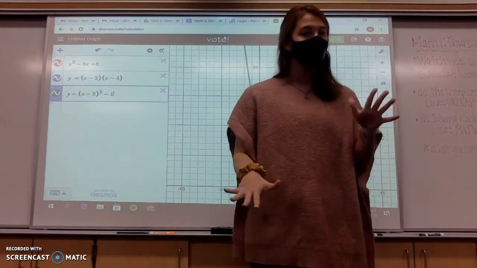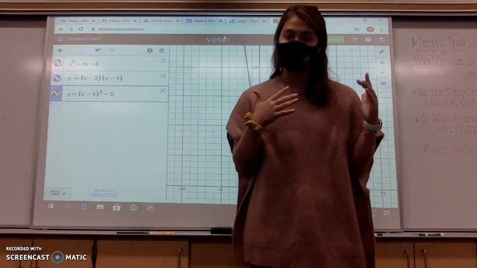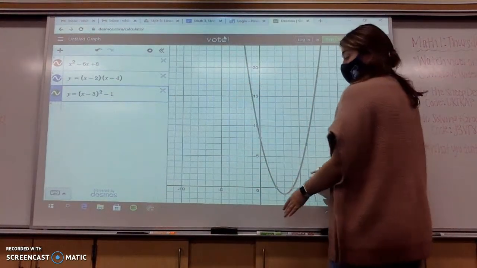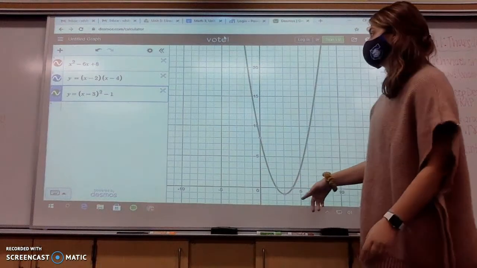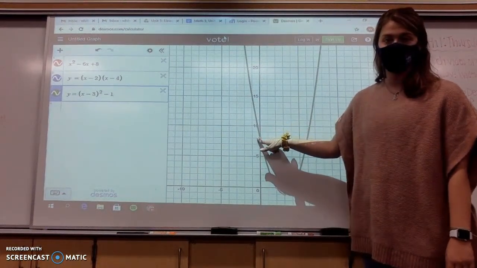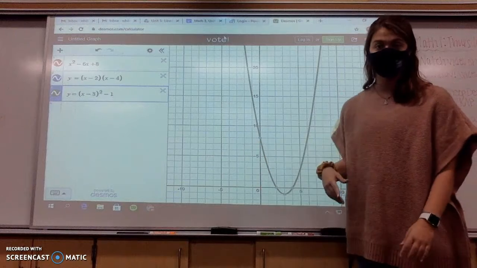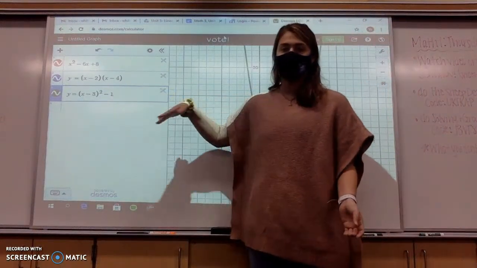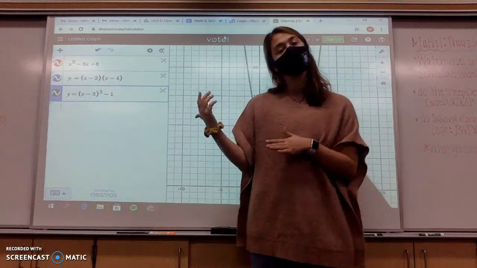Do you see how these are all interchangeable? They're the same thing. So I can show you a graph, something like this, and I can ask you, okay, what is the axis of symmetry? What is the x-intercepts? What are the y-intercepts? And you should be able to then know which one of these equations is being used when looking at this graph.